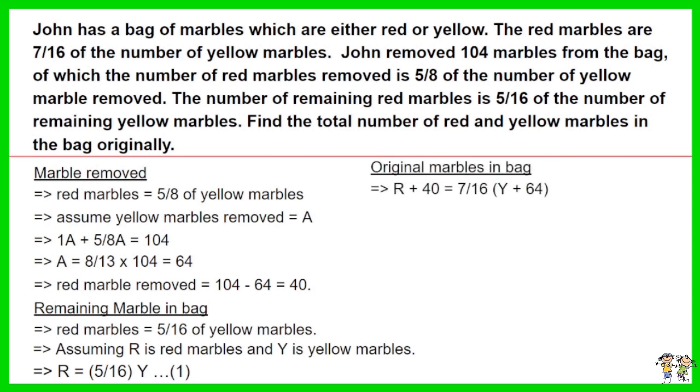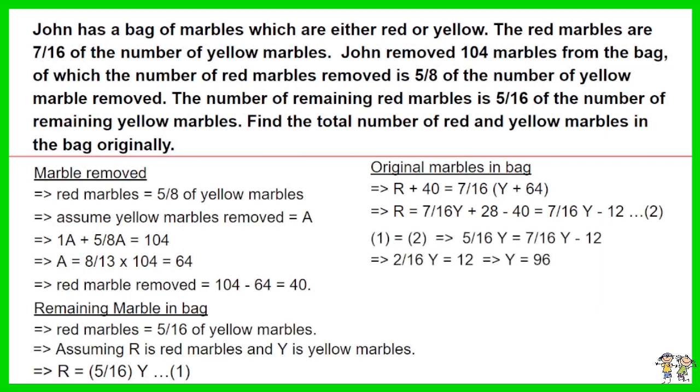Now look at the original marbles in bag. R plus 40 is the original number of red marbles in the bag. Y plus 64 is the original number of yellow marbles in the bag. Thus R plus 40 equals 7 over 16 of the result of Y plus 64. Work out the equation, you have R equals 7 over 16 of Y, then minus 12. This is your equation 2.